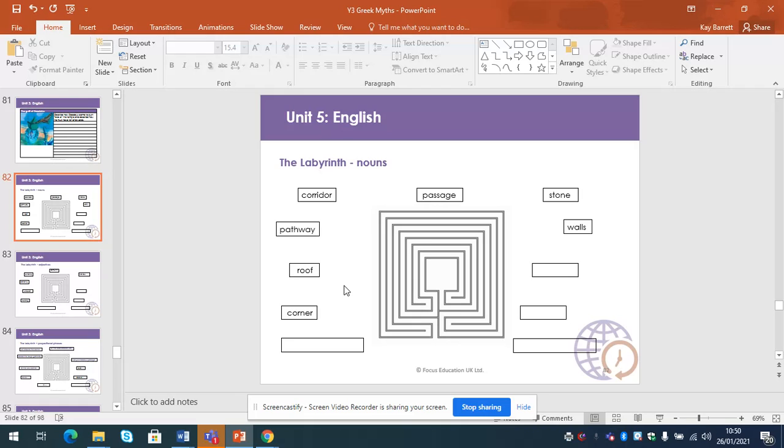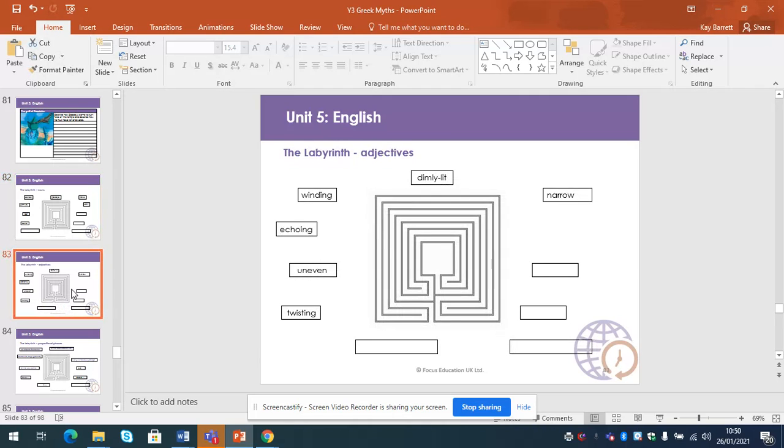In your pack, you've got this sheet first, which shows you the possible nouns, the things that you might want to mention that are there in your labyrinth. So we've got words like the corners, the roof, the pathways, corridors, which is another word for a pathway, passage, again, all of those three words mean something similar, stone and walls. And there are four gaps, so if you've got any ideas of your own, you might want to write them in your sheet.